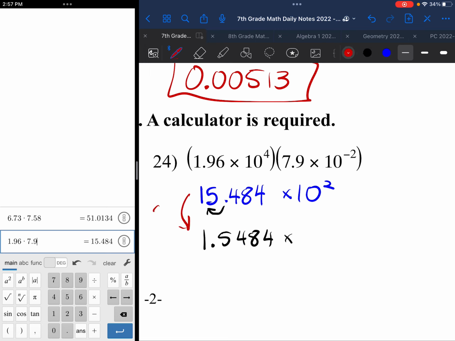This number got smaller. That means this number over here needs to get bigger. So by how many decimal places? By 1 decimal place. So it's going to be times 10 to the power of 3.